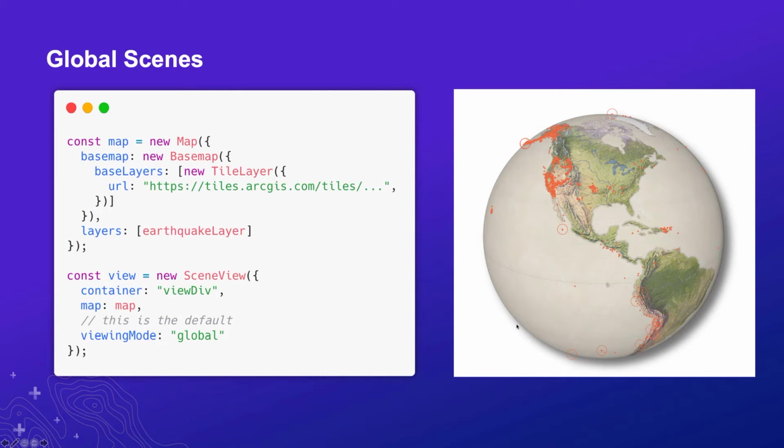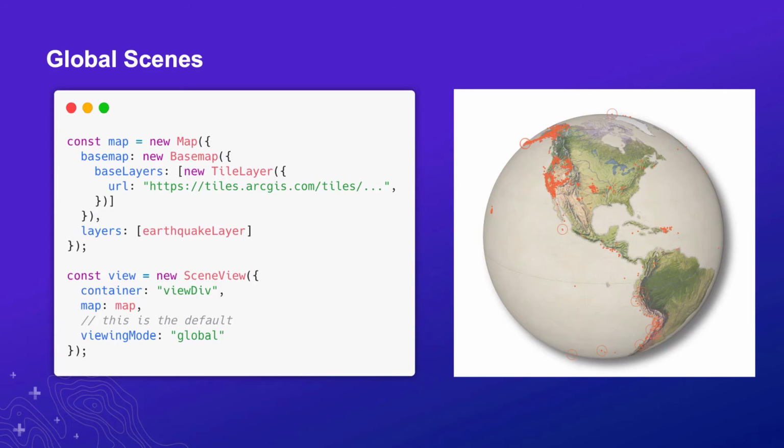So let's have a look at how you can create such global or local scenes. Here in this example on the right, I have a globe, a visualization of earthquakes. To generate this, I need to define a map with a base map. On the base map, I'm setting as a base layer this nice tile layer that John Nelson created. And then as layers, I am loading an earthquake layer. Now, this map could be visualized in 2D by passing it on to a map view, or in 3D by passing it on to a scene view, as I did here.